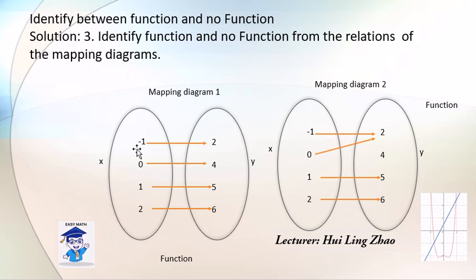Because each x corresponds to only 1 y, right? And in mapping 2, there is 1 x to only 1 y. And here the same y corresponds to different x, that's okay. It is still a function. That means only one y value corresponds to each x value, so it is according to the definition of the function.